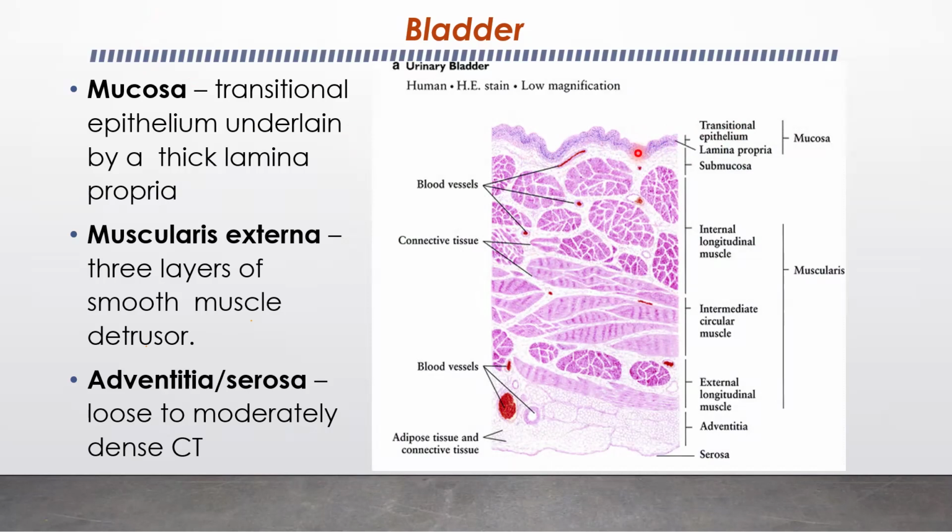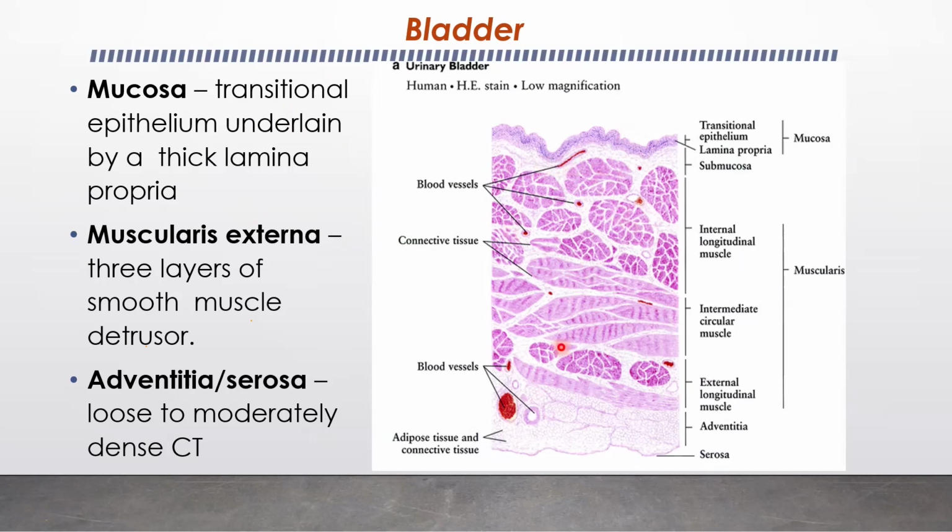Stratified squamous at this point. So it is stratified squamous if it's stretched, and then it's having a bumpy surface. Stratified cuboidal if it's not stretched. So all in all, you just call that epithelium transitional epithelium. And then below it will have the lamina propria, of course, containing blood vessels.